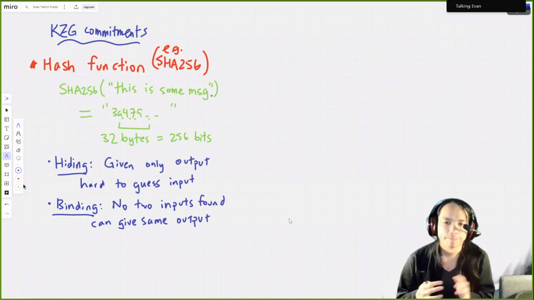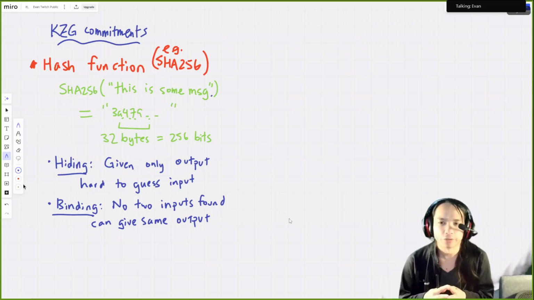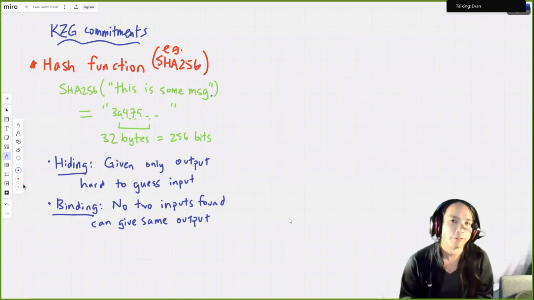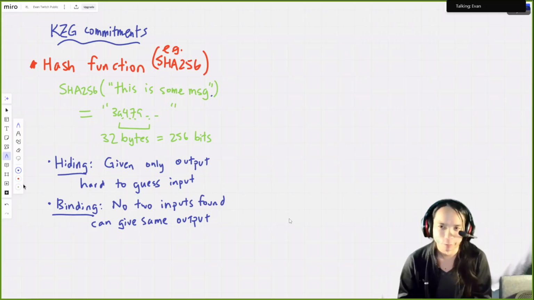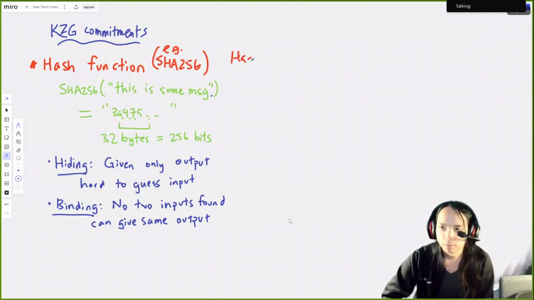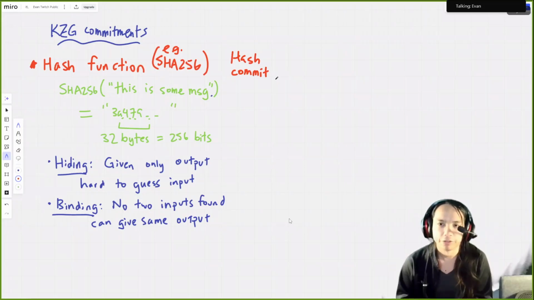You can think of the hash function as the digital equivalent of an envelope. If I have a message and I put it in an envelope and seal it, the envelope hides the message so that someone can't read it without opening the envelope. It's also binding in the sense that once I seal something inside the envelope, there's no way I can change it. Once I have committed to a hash, these things are also called hash commitments, it prevents you from changing the message, so to speak.